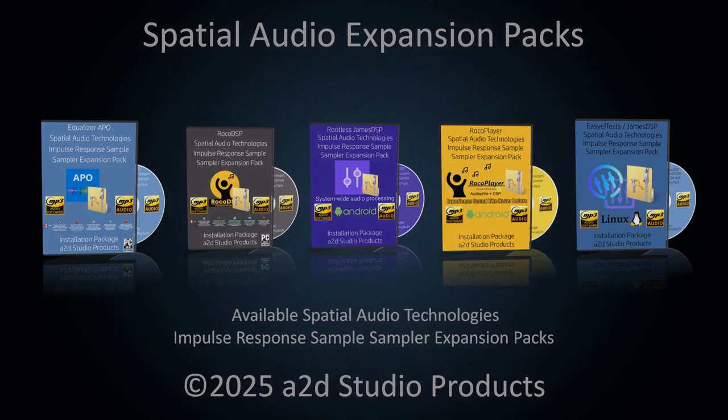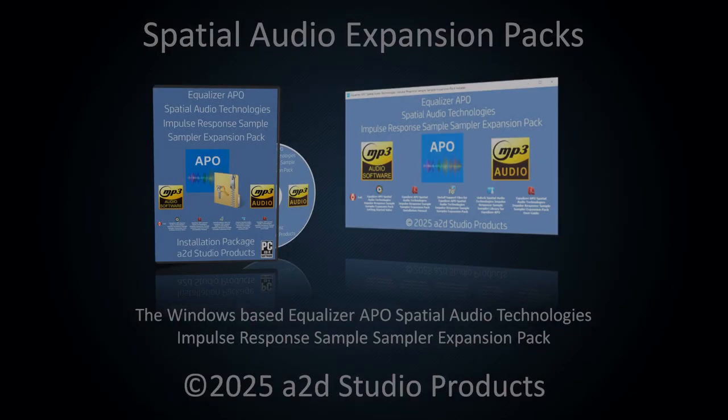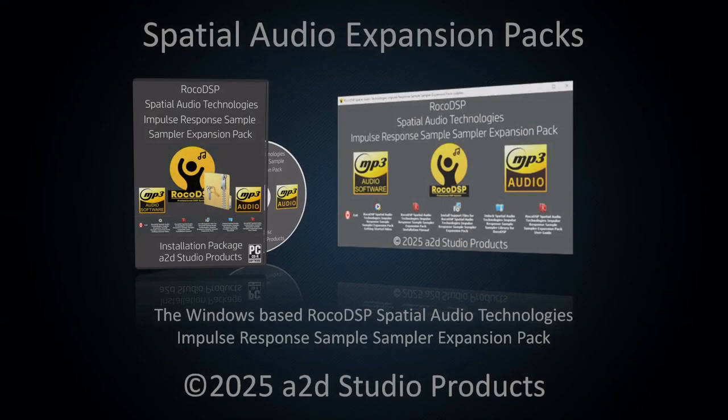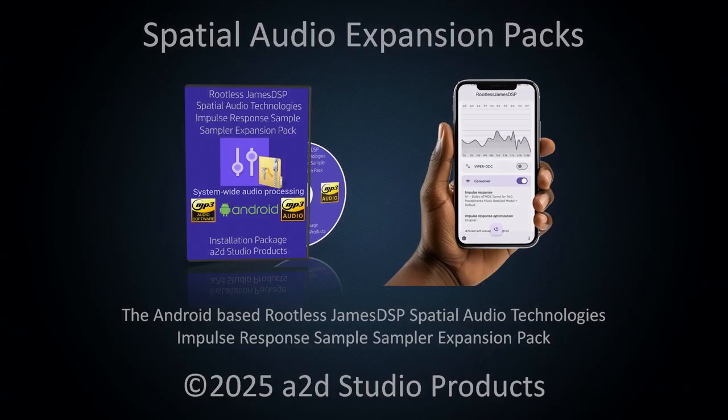A2D Studio products Spatial Audio Technologies Impulse Response Sample Sampler Expansion Packs are available for Equalizer APO, RocoDSP for Windows, Rootless JamesDSP and RocoPlayer for Android, as well as Easyeffects and JamesDSP for Linux. The sampler expansion packs are made available to download and use, free of charge. They are provided, with a view to giving a potential purchaser the opportunity to determine the usefulness of the impulse response samples contained within the Spatial Audio Technologies Impulse Response Sample Sampler Expansion Pack downloaded.